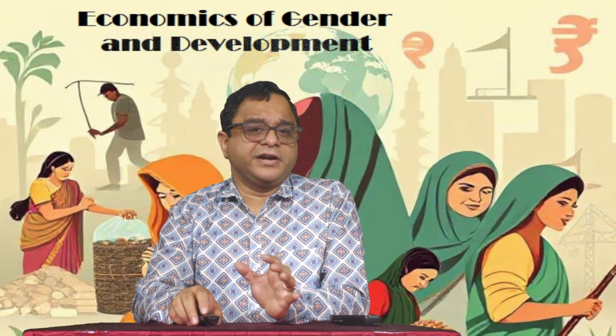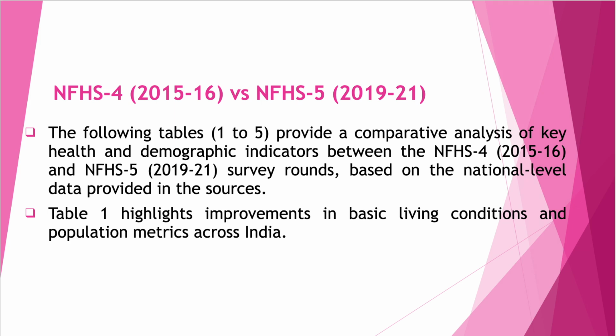Now, let us make a comparative analysis between NFHS 4th round, which was conducted in 2015-16, and NFHS 5th round, which was conducted between 2019-21, to understand how India has made progress in some of the health indicators in recent times. The following tables, 1 to 5, provide a comparative analysis of key health and demographic indicators between the NFHS 4 and NFHS 5th rounds, based on the national level data from the reports. Table 1 highlights improvements in basic living conditions and population metrics across India.